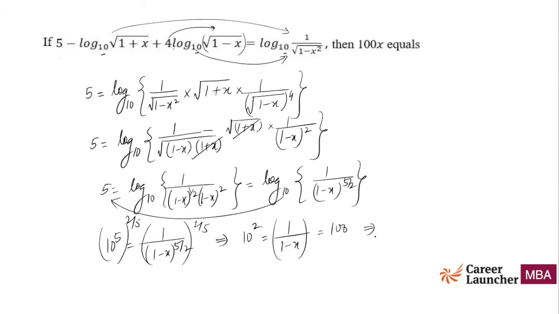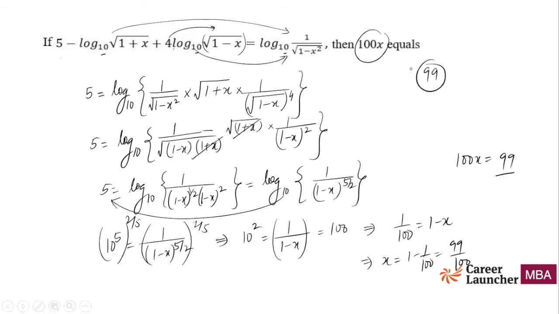So let's solve for x. So you will have 1 upon 100 is equal to 1 minus x, or you will have x is equal to 1 minus 1 by 100, which is 99 upon 100. Now the question asked is 100x is equal to what? So if we cross multiply, you will get 100x is equal to 99. Now, since this was also a data question, so we had to type in 99. So good question on log.